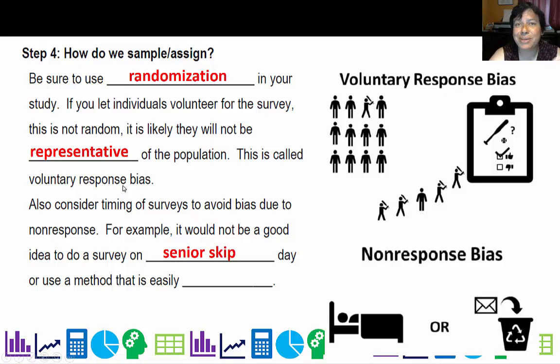I know most high schools have a senior skip day unofficially. It's usually the day before spring break and all the seniors are like, oh, we're going to skip. So if you were doing a survey on the prom, that would be a very bad day to do the survey because a lot of your seniors would not be there. Now, also avoid methods that can be easily ignored. So if you're doing surveys through the mail, those tend to have a very high non-response rate.